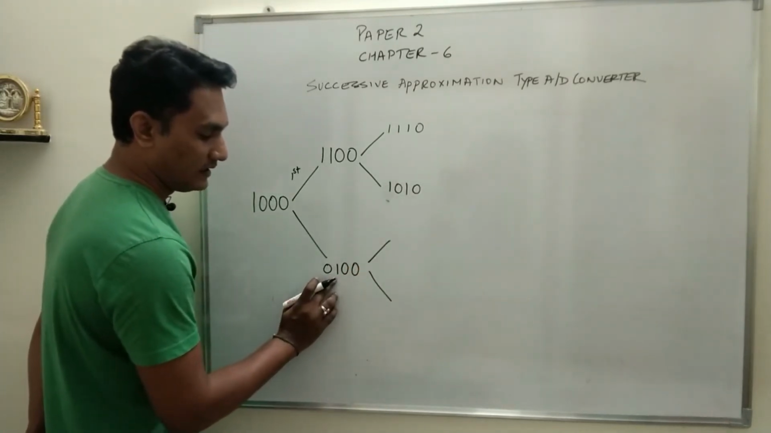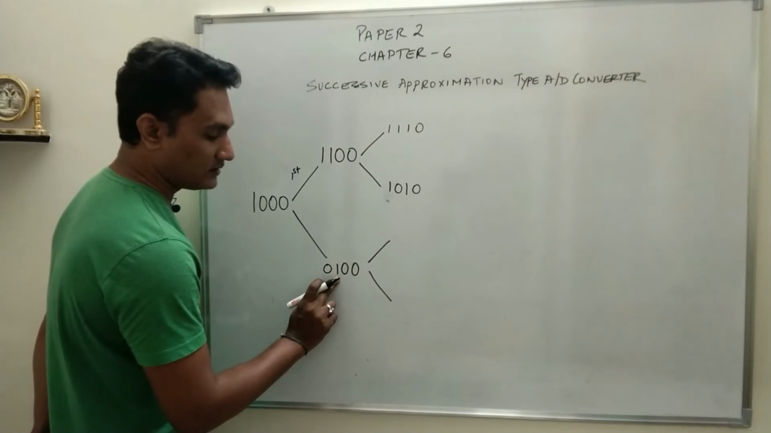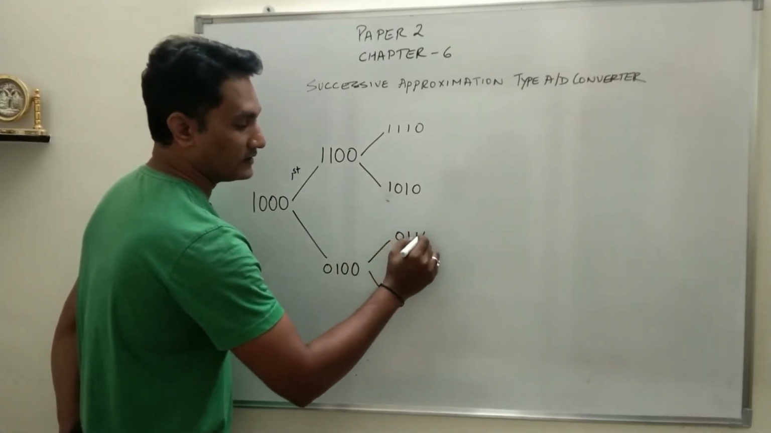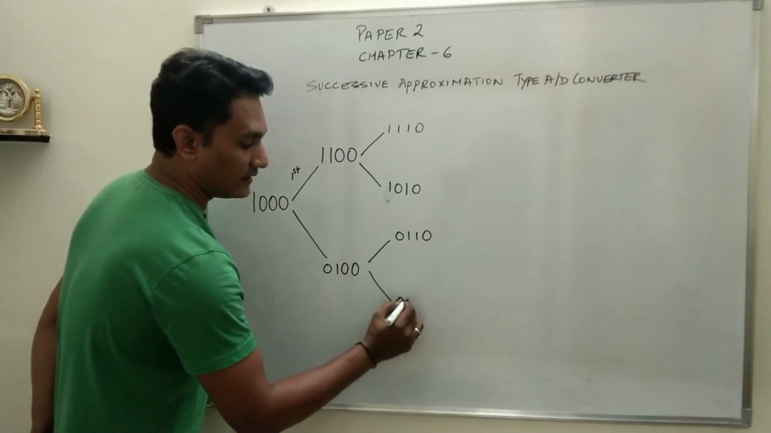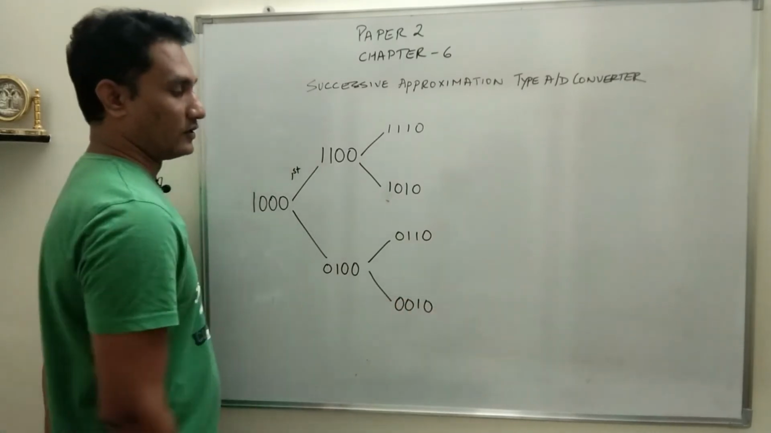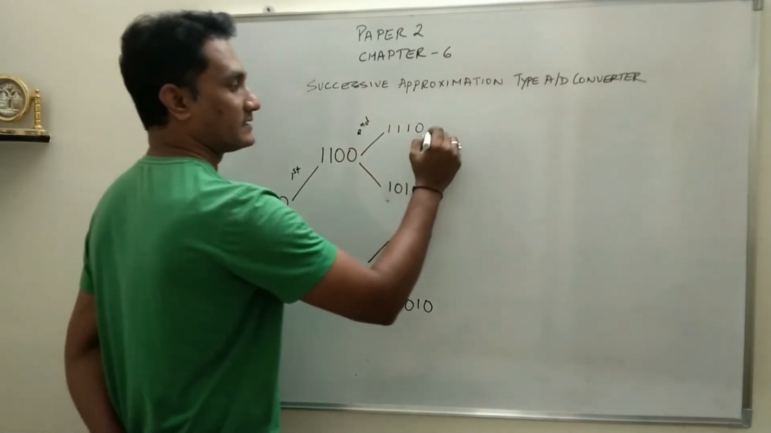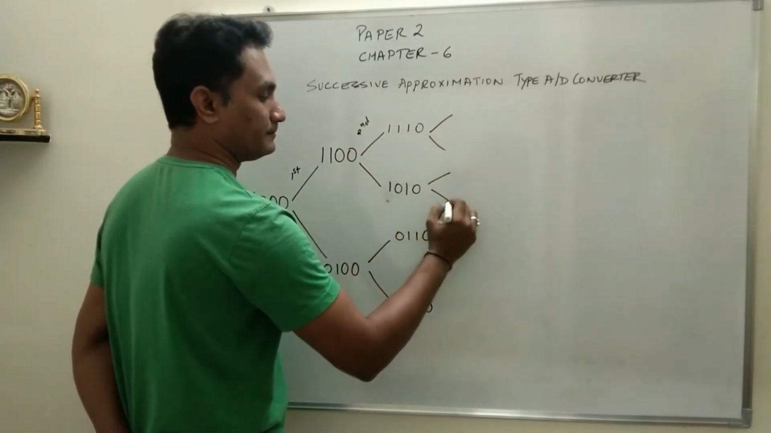Similarly here, if this 1 has to be kept as it is, keep the 1 as it is, add one more 1 to the next lower place, 0 1 1 0. Remove the 1 and transfer it to the next lower place. So this is what we will do in the second clock pulse. Next, third clock pulse.